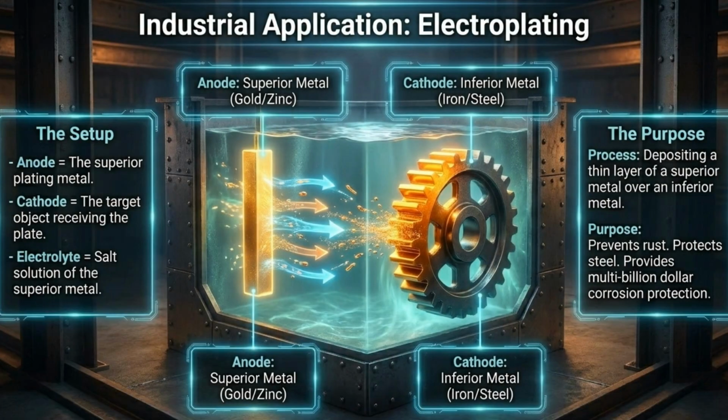Finally, a major industrial application is electroplating. By using a superior metal as the anode and an inferior metal as the cathode, we can provide essential corrosion protection for various industrial components.